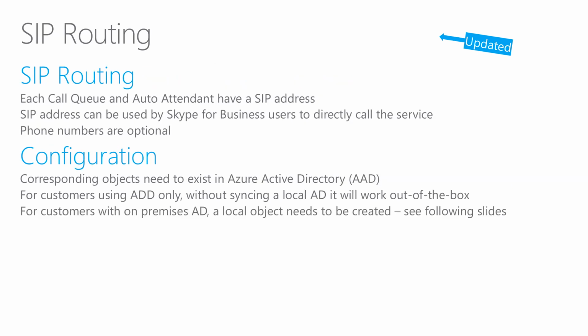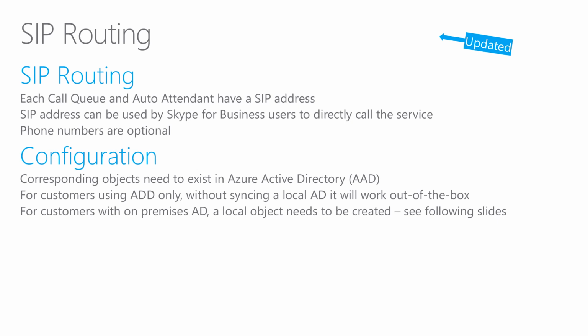So the concept of routing directly via SIP to a call queue or auto attendant without the intervention of a service number is called SIP routing. Each call queue and auto attendant has a SIP address. Those SIP addresses can be used by Skype for Business users to directly call the service, which means that phone numbers are optional for those call queues and auto attendants.